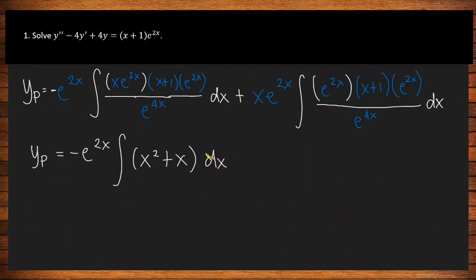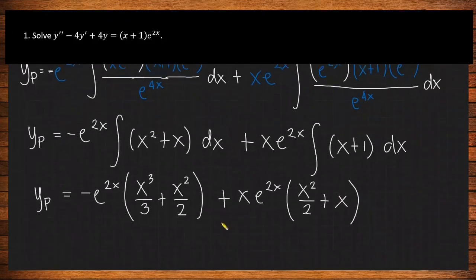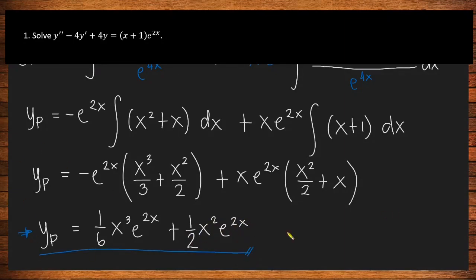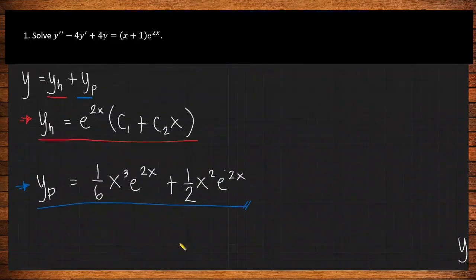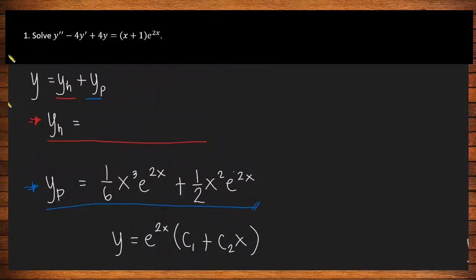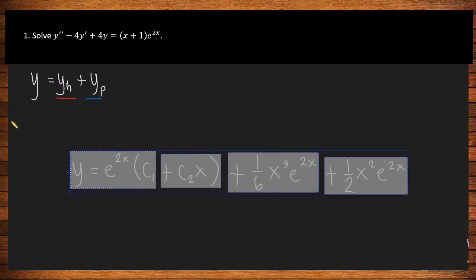After evaluating our integrals here and then simplifying further, we now have the value for our y sub p equal to 1 over 6 x cubed e raised to 2x plus 1 half x squared e raised to 2x. And then substituting this to our general solution, we now have y equal to yung y sub h natin. So that will be e raised to 2x times c sub 1 plus c sub 2 x plus yung y sub p natin. And now, we have this general solution.